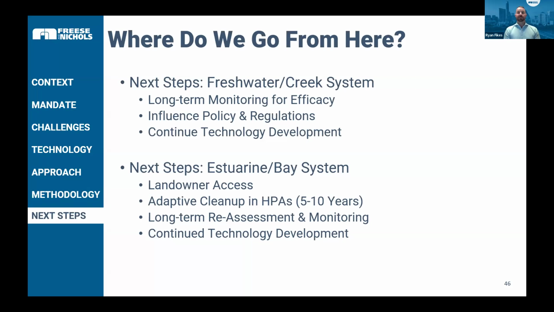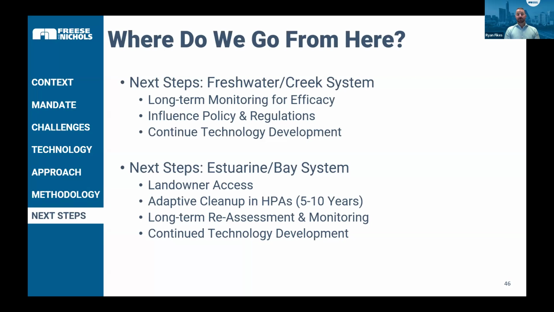Do we see new emergence of plastics? Are we identifying places where our modeling and sampling missed? And how is that going to influence future policy and regulations? Not just in terms of permits for wastewater outfalls, but what about regulations for cleanup standards or thresholds as EPA and state agencies think through things?